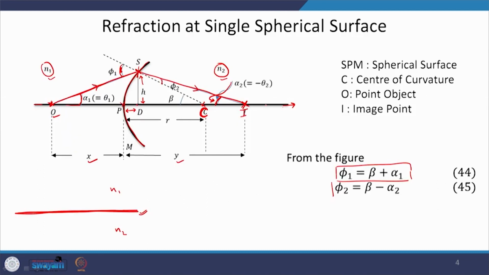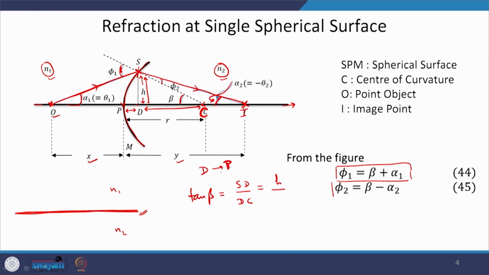And what is tan beta? Beta is this angle. If you take the tan of this angle, it would be equal to perpendicular by base. Tan beta here would be equal to SD by DC. What is SD? SD is h. What is DC? Now, if we are under the paraxial approximation, the point D would be very close to point P.